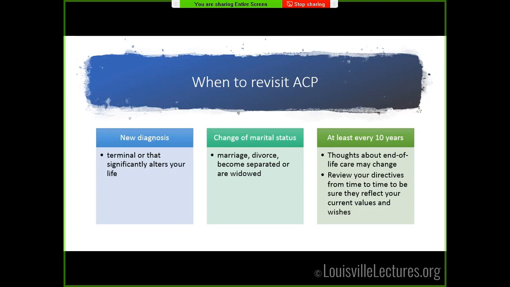And then about every 10 years. Certainly our healthcare wishes when we're 40 are different than when we're 80. So we need to be making sure that we're periodically revisiting that with our patients.